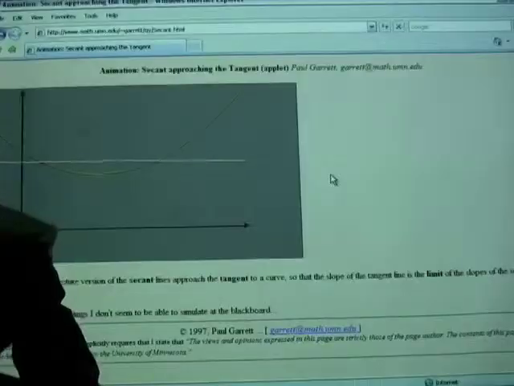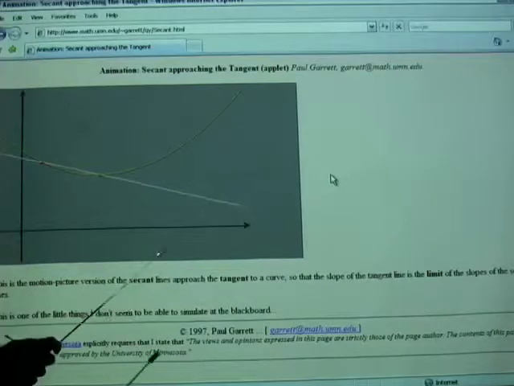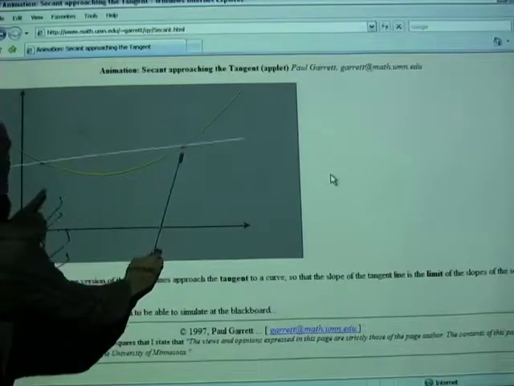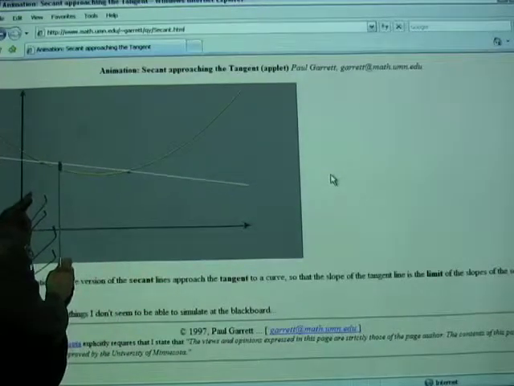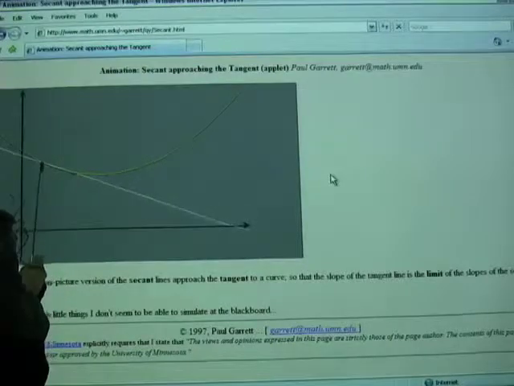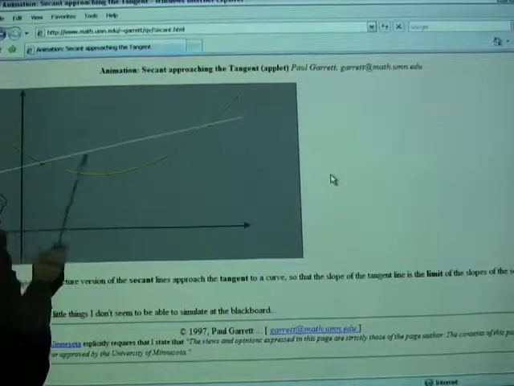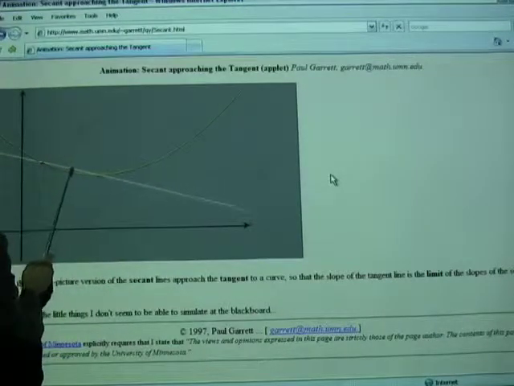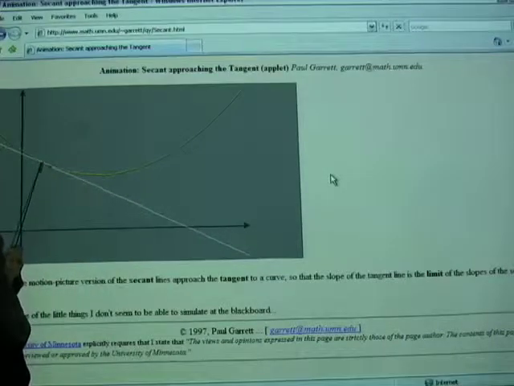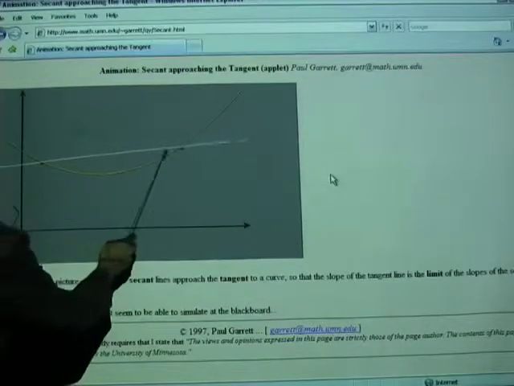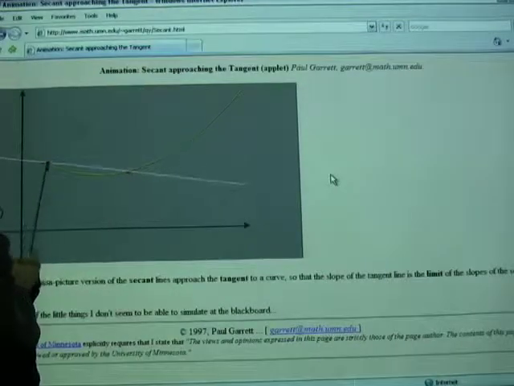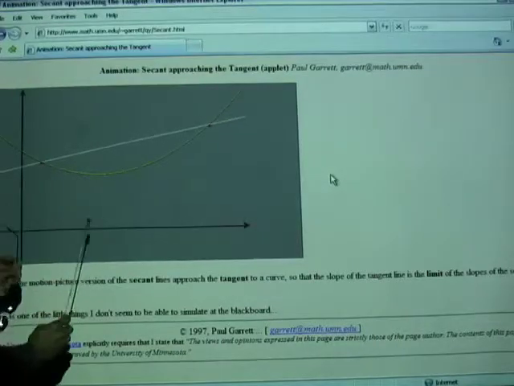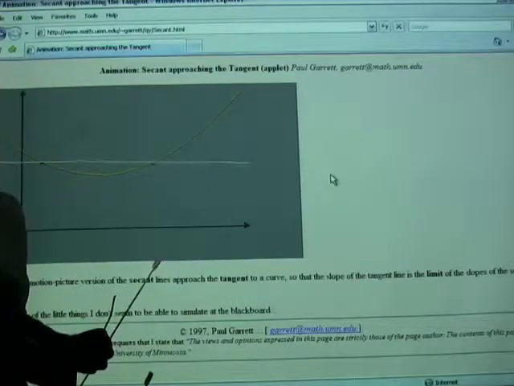That's right. This animation is from the University of Minnesota Math Department, and it shows how, when the interval is made smaller, the secant line eventually becomes the tangent line at this point. You can see the secant line, this is the average rate of change. The average rate of change becomes the instantaneous rate of change. Is that right? The secant line becomes the tangent line when delta t approaches 0. There you are. And that is an important concept in calculus.